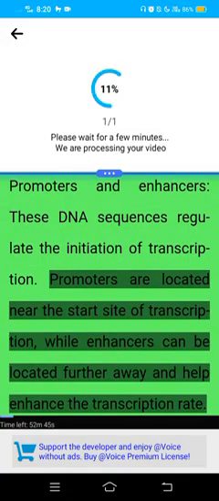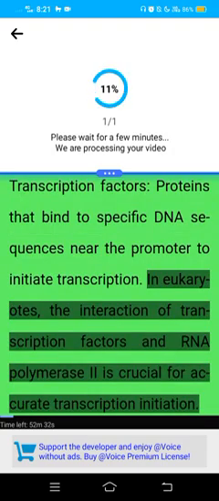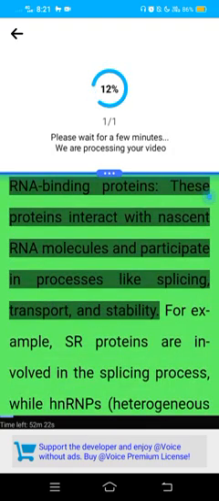Promoters are located near the start site of transcription, while enhancers can be located further away and help enhance the transcription rate. Transcription factors. Proteins that bind to specific DNA sequences near the promoter to initiate transcription. In eukaryotes, the interaction of transcription factors and RNA polymerase II is crucial for accurate transcription initiation.